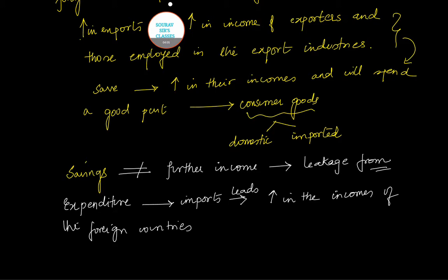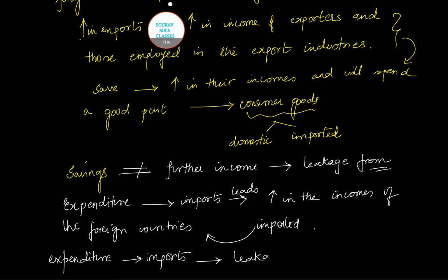from which goods are actually being imported. Thus what we see is that the expenditure that has been made on imports, nothing but like savings, represents a leakage from the income stream as far as we consider the domestic economy.